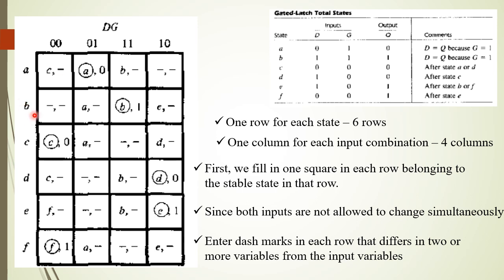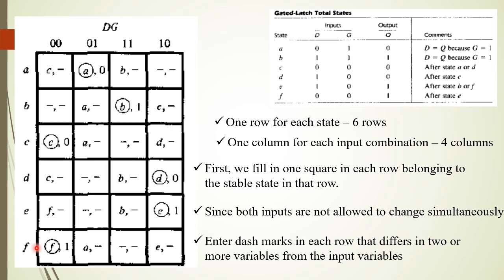B is 1, 1. So 0, 0 cannot happen. So put a dash in first column. C is 0, 0. So it cannot change to 1, 1 state. So a dash in this third. D is 1, 0. So 0, 1 cannot happen after D. So put a dash here. E is 1, 0 again. So 0, 1 transition cannot happen. So put a dash again in this second column.